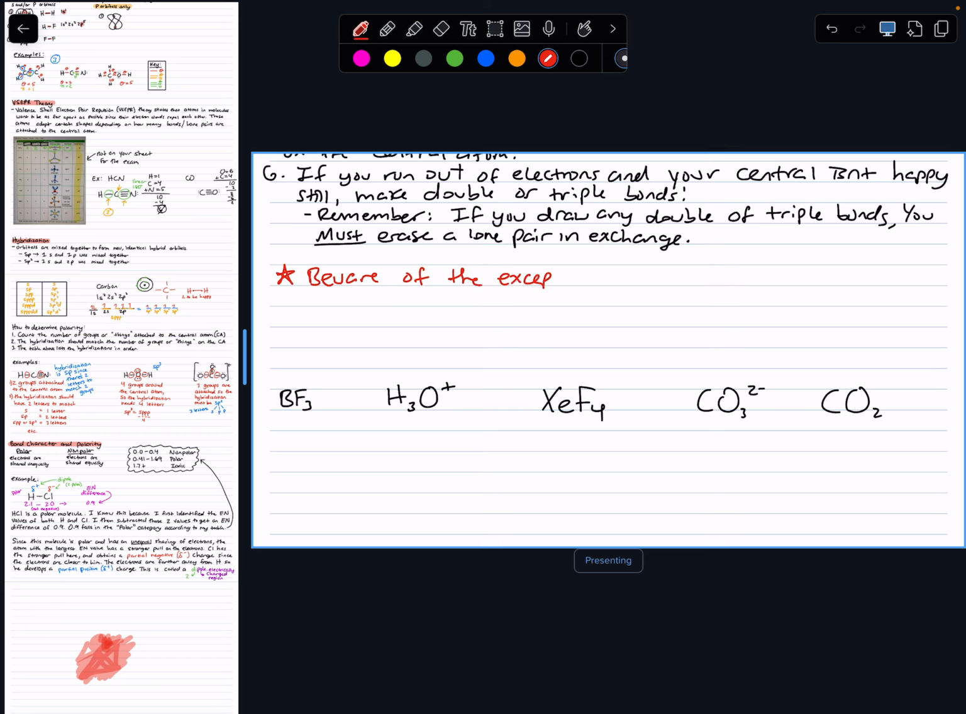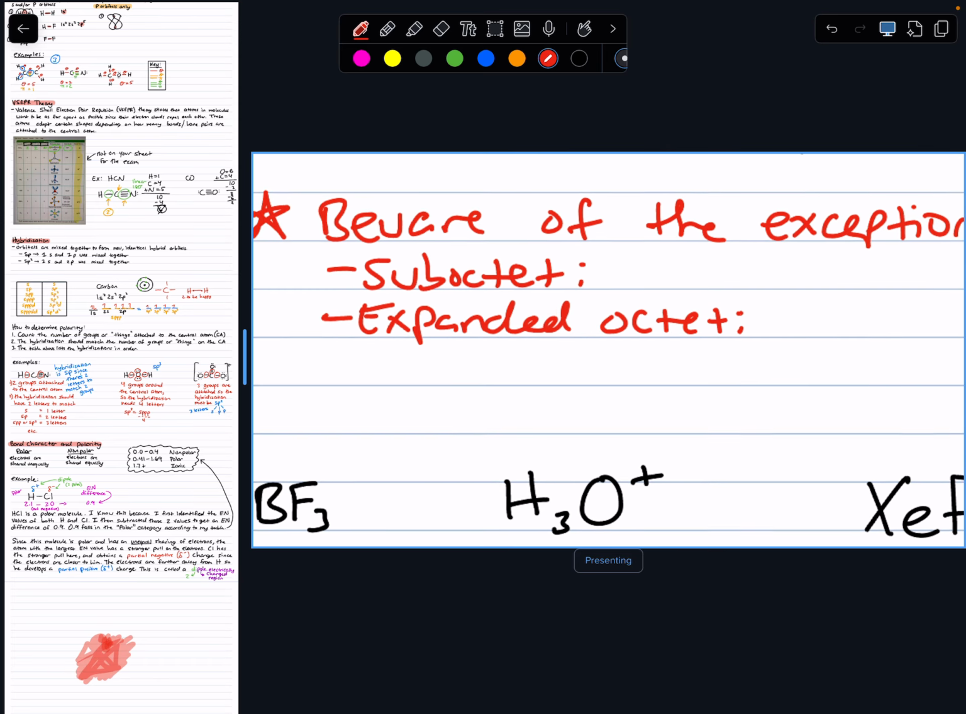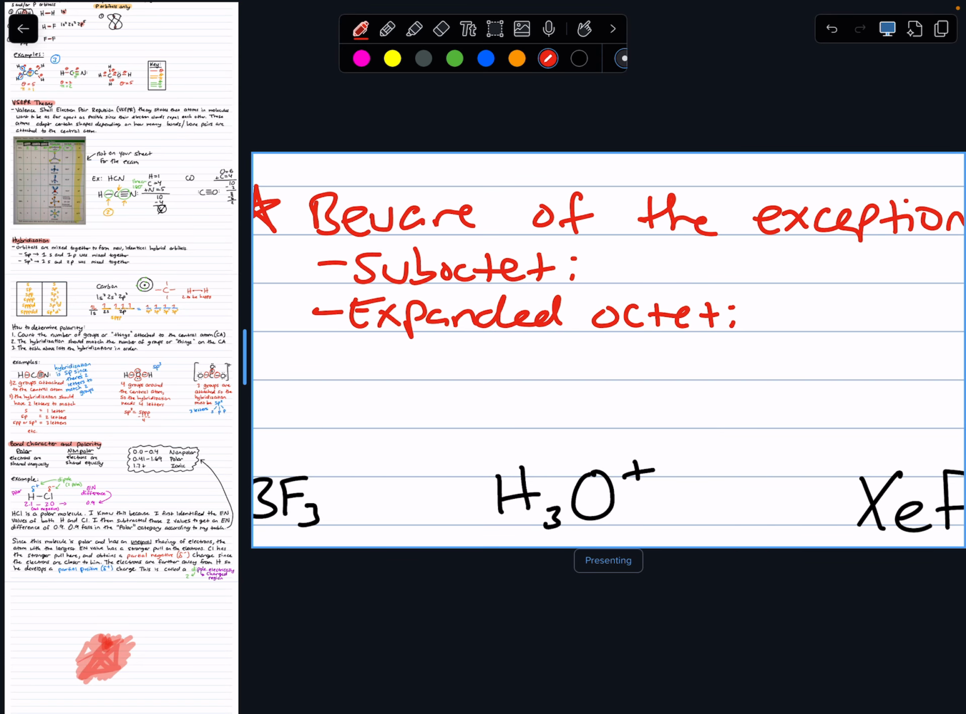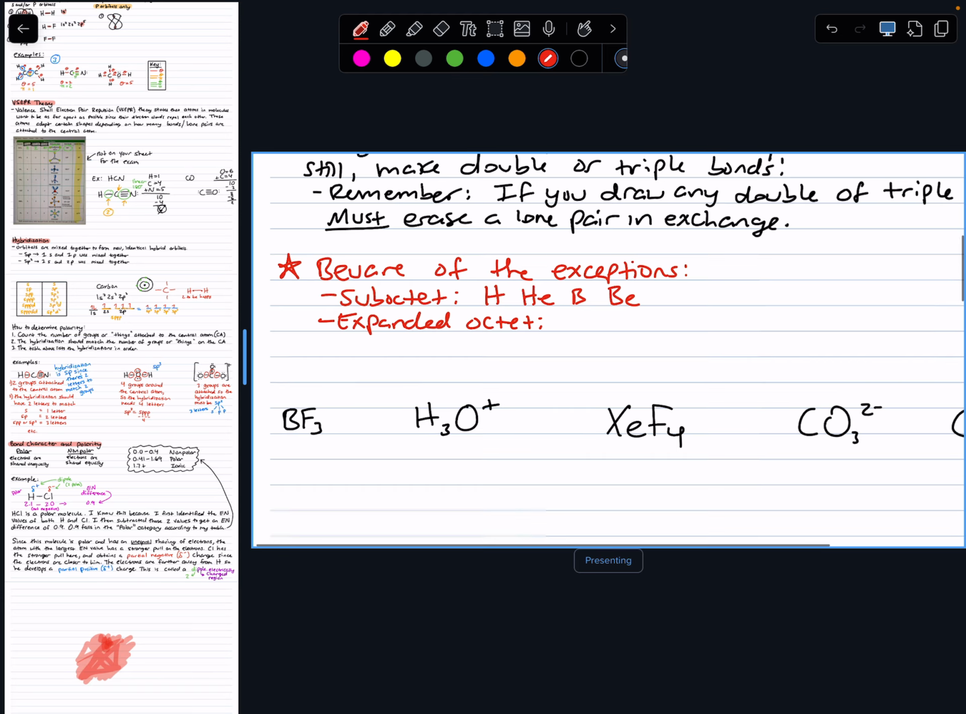There are 2 types of exceptions that you are going to come across on this quiz. Suboctet versus octet. No, expanded octet. Expanded octet. What are the elements that fall under the suboctet category? Do you know? H, He, B. Beautiful. Do we have any of those in our questions? Yes. Okay, keep that in mind.